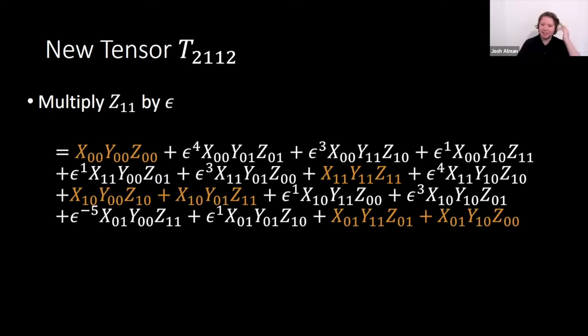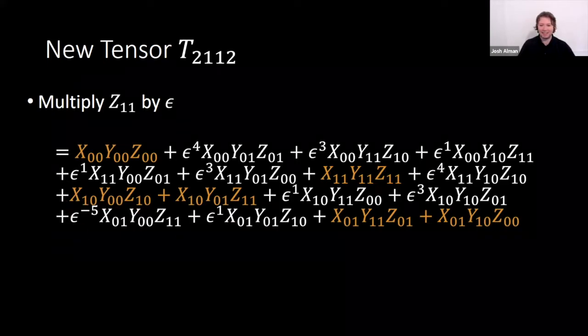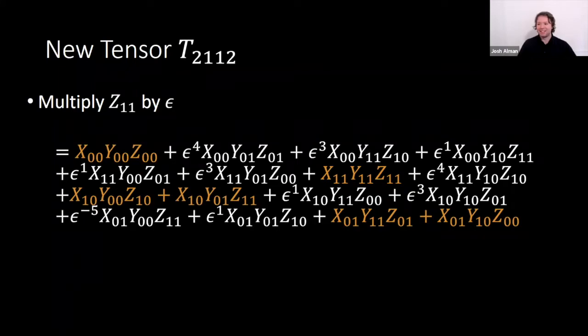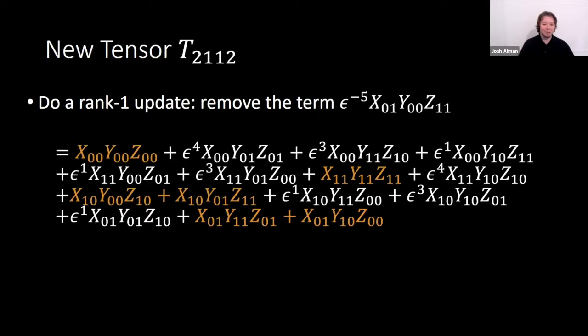And what you can see now is all the orange terms I want to keep really have a coefficient of 1. And almost all the white terms that I want to get rid of have positive powers of this variable epsilon as their exponents. And that's true for every term except this pesky bottom left term with a coefficient of epsilon to the -5. So the last thing I'm going to do is a rank 1 update to remove that term.